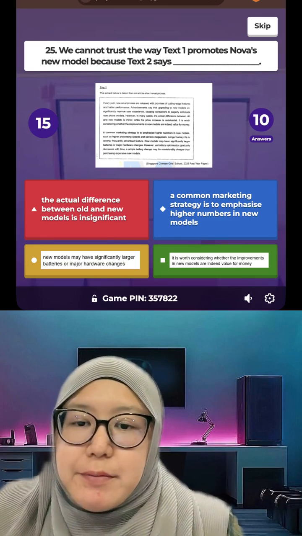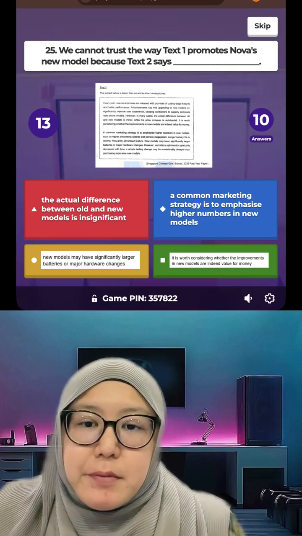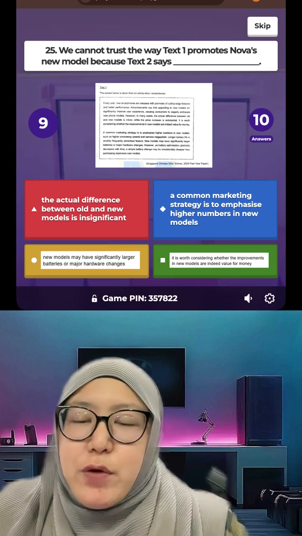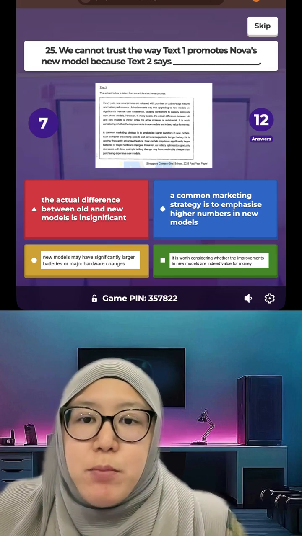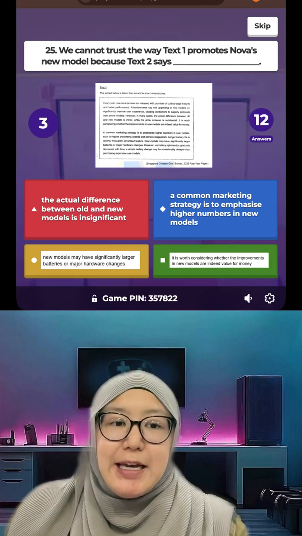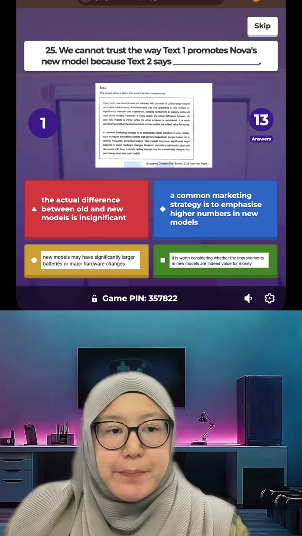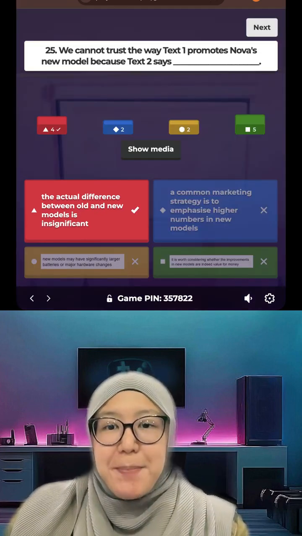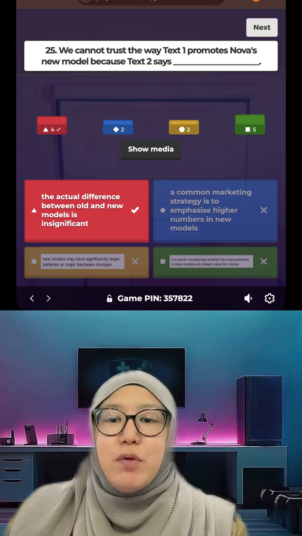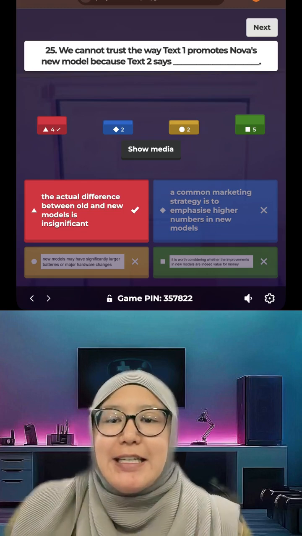Which one? Why you cannot trust the way text 1 promotes Nova's new model? Because text 2 says what? If you still remember, it's very minor. Yes, the actual difference between the old and new model is insignificant.